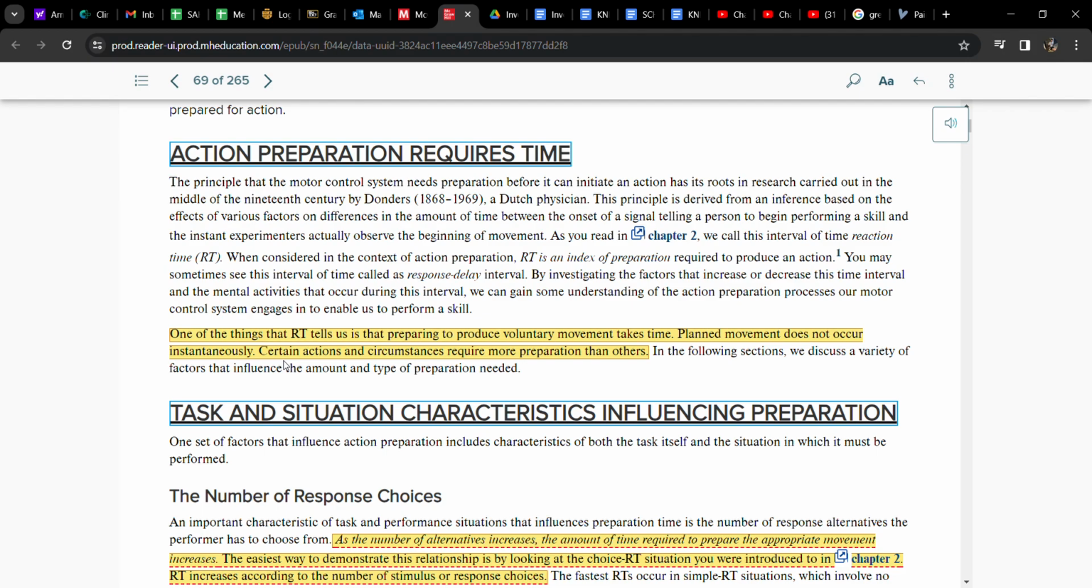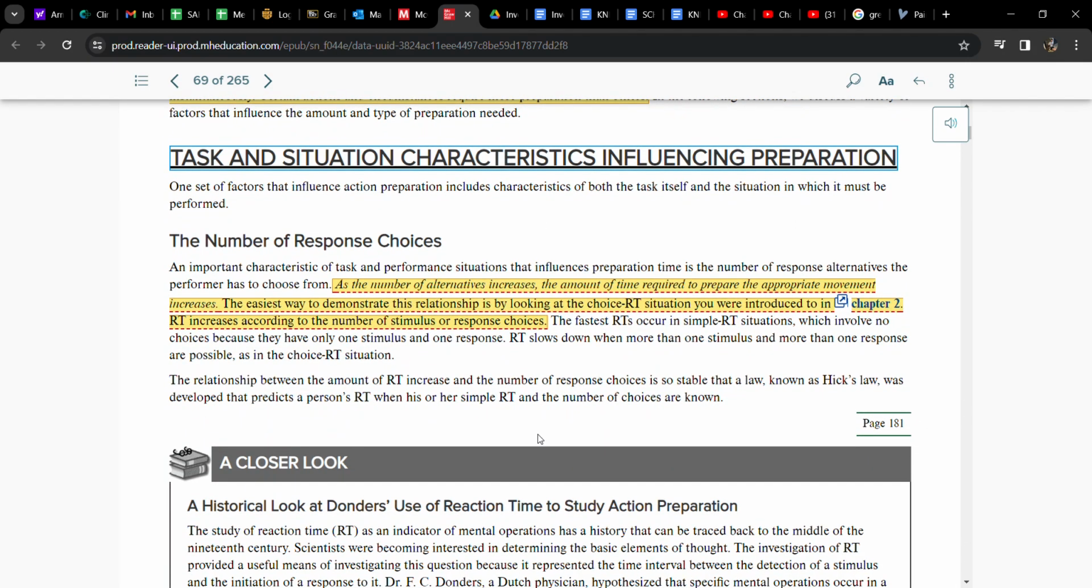If you remember back in chapter 2, we talked about reaction time and how there's a little bit of a delay before you start moving, and that's what this is talking about. We know that task and situation characteristics can influence preparation, and this refers to that choice reaction time back in chapter 2 as well. I'm pretty sure you can click on this hyperlink and it'll take you back to that chapter 2 component, but it basically indicates that the more choices that you have, the slower your reaction time is going to be, because you're going to have more things to pick from.